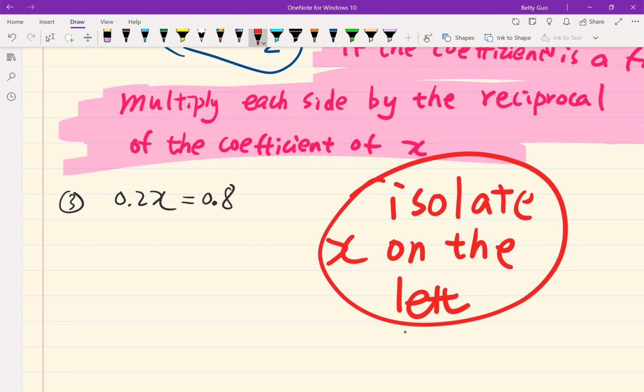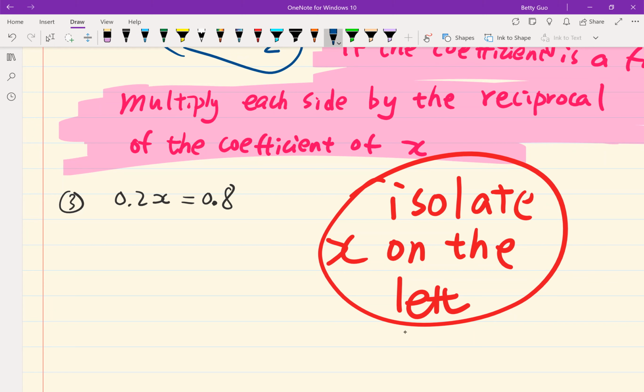0.2x. Yeah, we must have a variable, right? 0.2 times x. It is harder for me to write in this position. 0.2 times x equals 0.8. What's on the left right now? One term, 0.2x. What's the coefficient of x? 0.2, right? So how do we get rid of the coefficient?